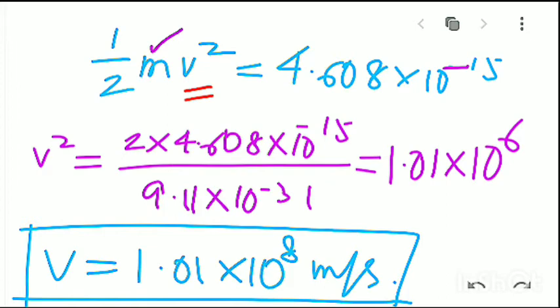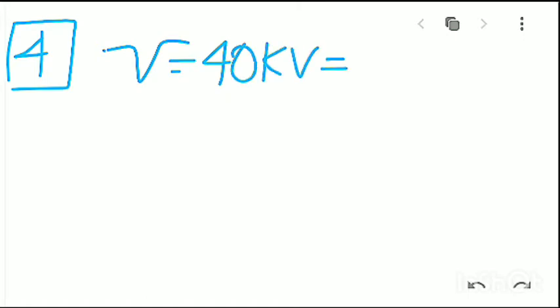So that's numerical number 1 done. Next we are going to numerical number 4, that was asked in ISC 2008. Numerical number 4 depends on the second formula, the minimum wavelength to be generated. It is said, calculate the minimum wavelength of X-rays emitted by an X-ray tube operating at a tube potential of 40 kV. 40 kV means 40 into 10 to the power 3 volt, the kilovolt to volt conversion.